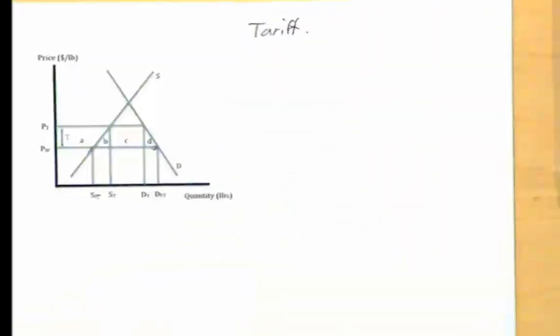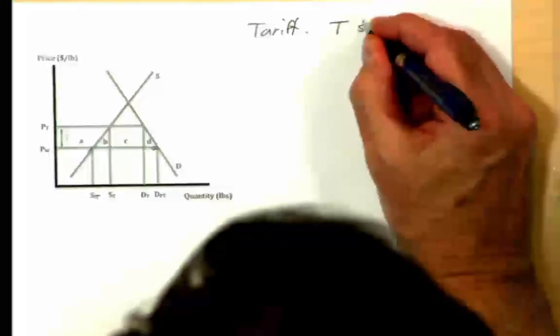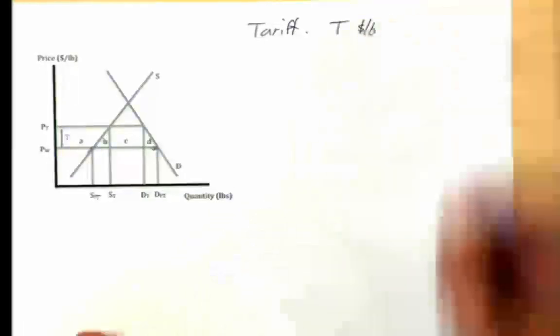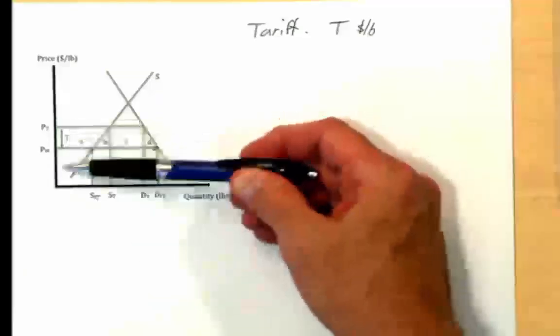And a tariff is a tax at the border. Remember that there's two ways in which you can implement a tax. You can do an ad valorem tax, a percentage of value, or you can do a specific tax, a dollar charge per unit of imports. Let's do a dollar charge. And let's imagine that T dollars per pound is the tariff that's being implemented. Now, T is going to correspond to this vertical distance right here.